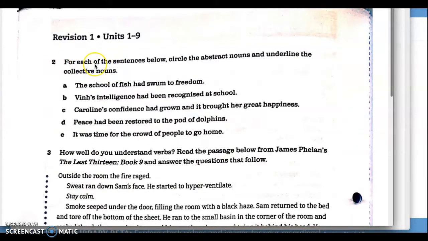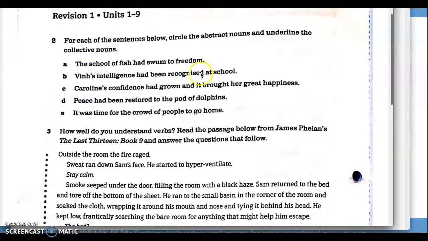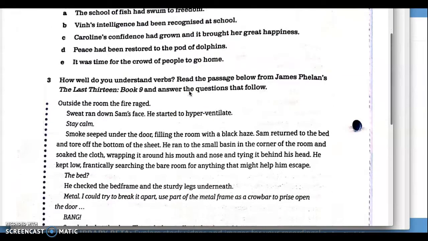your second question, okay, for each of the sentences below, circle the abstract nouns and underline the collective nouns, okay? So this section is about question 2, abstract nouns and collective nouns, okay? So you've got A, B, C, D, and E, sentences, so 5 different sentences, and you just need to circle the abstract nouns and underline the collective nouns in that. Again, if you can't quite remember, look back over our work or check on the internet.